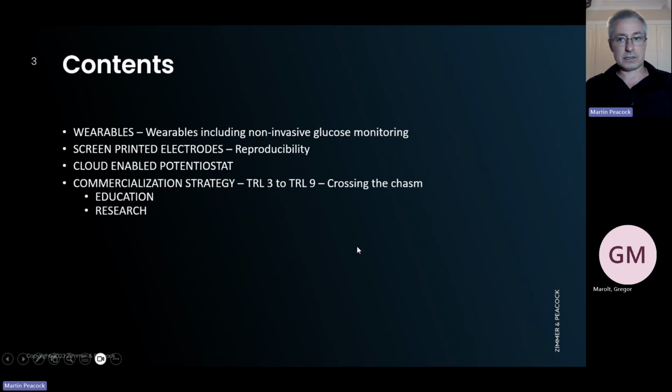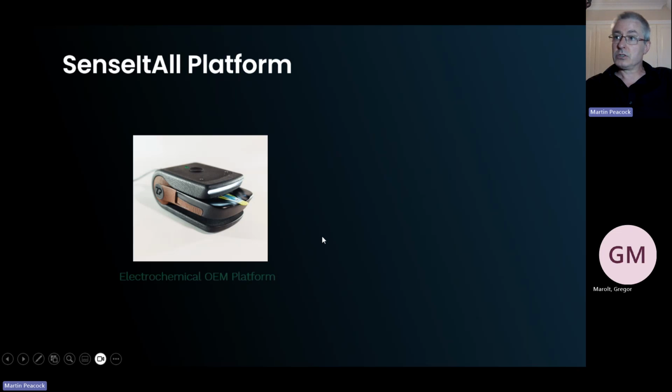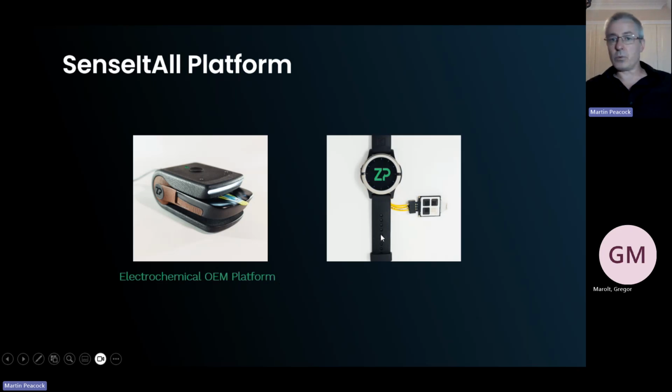I'll also talk about the fact that this potentiostat that I'm introducing, this Sense It All platform, can also be used for education and research. So if you're watching this afternoon, then you're one of the first people to really see this potentiostat put through its paces. As I say, we are very interested at ZP in IVD, in vitro diagnostics, and also point of need testing. Markets that are becoming interesting, or are interesting, are food testing, agriculture, point of care medical diagnostics, and now also wearables.